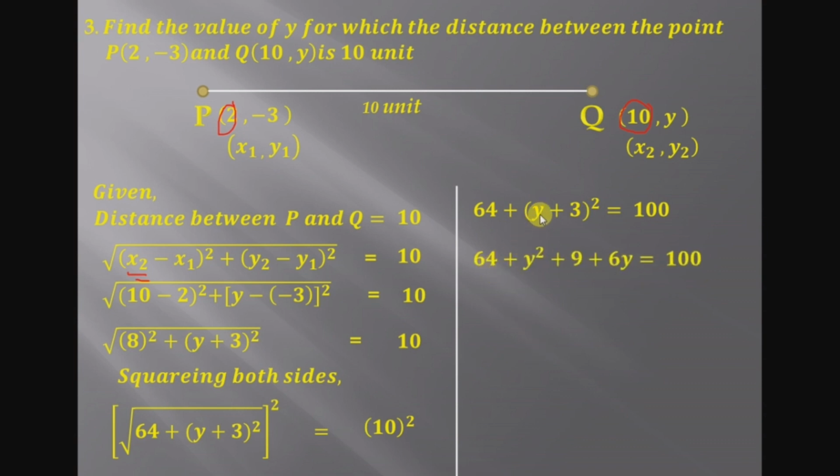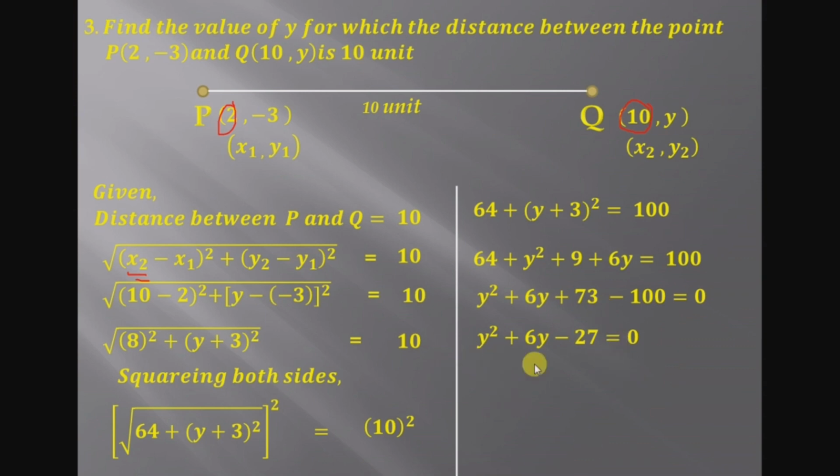This is in the form of (a plus b) whole square, which means y square plus 9 plus 6y, that is a square plus b square plus twice ab, is equal to 100. So y square plus 6y plus 64 plus 9, which is 73, when 100 comes to this side it becomes minus 100 equal to 0. So y square plus 6y, 100 minus 73 is 27, so it's minus 27, since 100 is greater than 73.